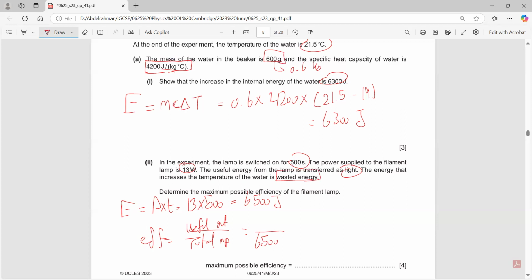Can I find the useful energy? Yes. 6,500 minus 6,300, which is 200 joules. So this is the useful output. This is the light energy, because the light energy and the heat energy have to be equal to the total input energy, which is 6,500. So 200 divided by 6,500 is, I guess, 3%. If you multiply by 100, it would be about 3.1%.